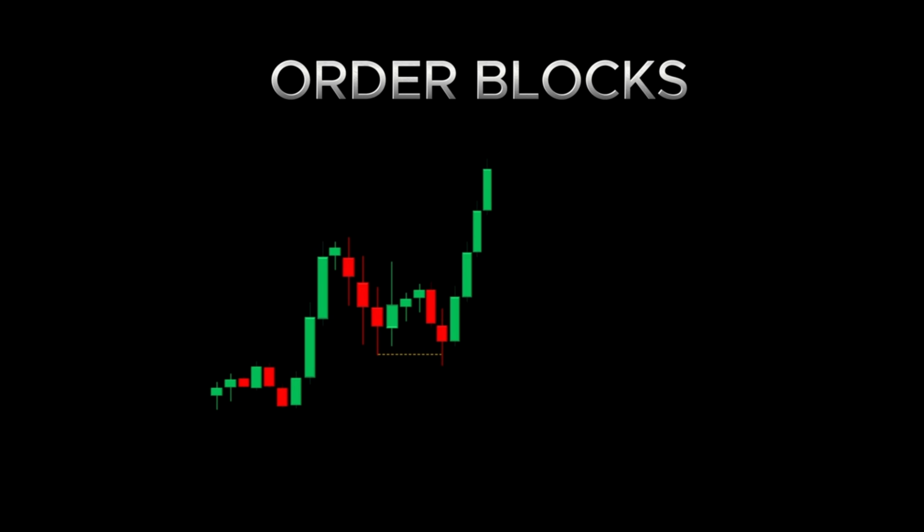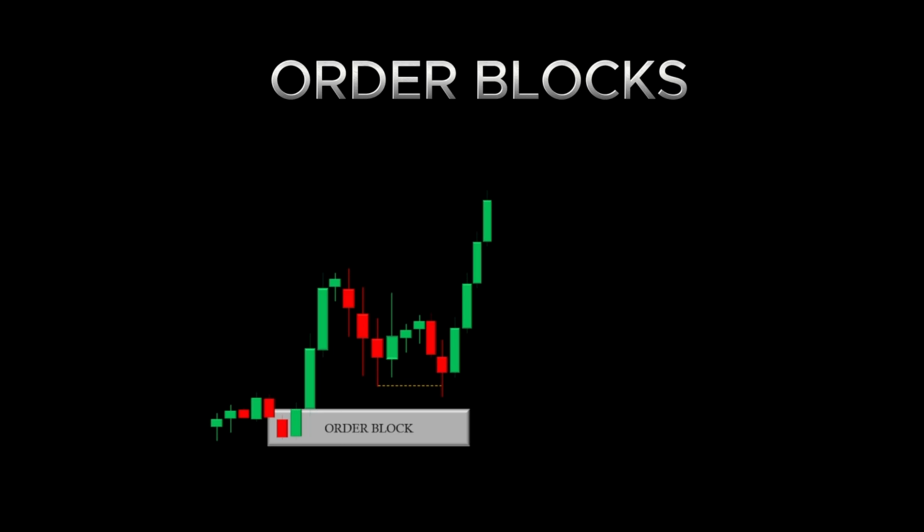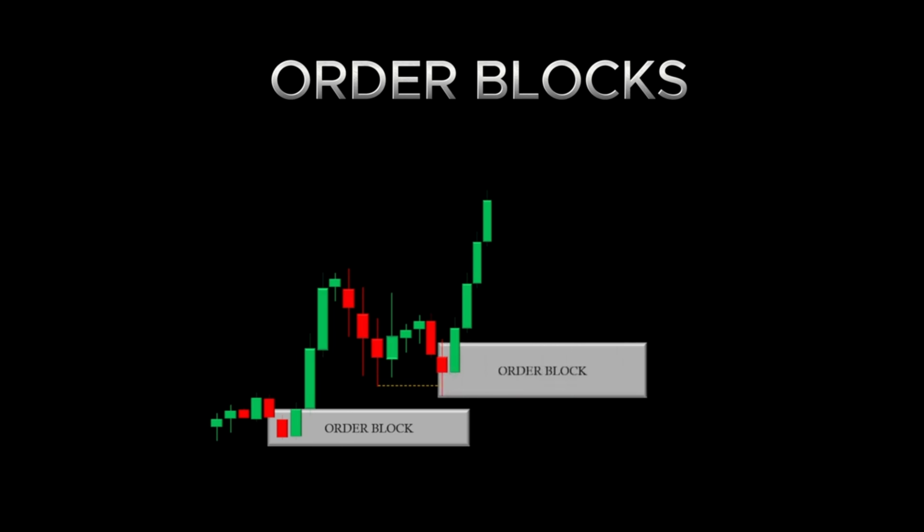These blocks represent areas of supply or demand where big players place their orders, and the market often revisits these zones to pick up more orders before continuing in the same direction. To identify an order block, look for a strong price move, either up or down, preceded by a consolidation or a series of small candles. The last candle before the breakout is your order block. This is where institutional orders were likely placed, and it's a key area of interest for us as traders.